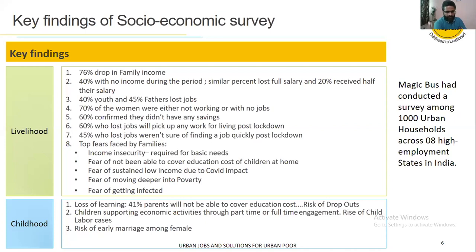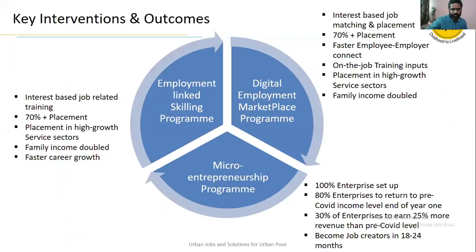Second is children supporting economic activities through part-time or full-time engagement. So we may be looking at a rise of child labor cases, which may or may not come to light, but yes, this is going to push children into supporting the families with economic activities. Last is the rise of early child marriage, which is again a big concern. I think through our interventions we've been able to really make a dent there, but this is something which concerns us also, and we are trying to think innovatively about how to arrest this.